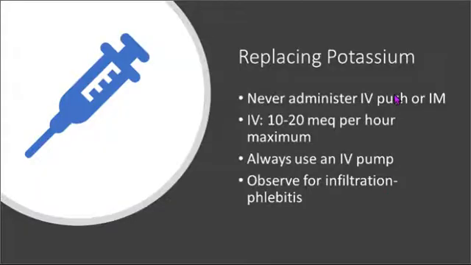When you're replacing potassium, never administer IV push or IM. Never, ever, ever. 10 to 20 milliequivalents per hour maximum. That's something NCLEX likes, Kaplan likes. Never more than 20 milliequivalents of potassium per hour maximum. So if you've got 40 ordered, you're going to give it over 2 hours. Usually pharmacy will split it up. Some people can't even tolerate the 20 in their veins, and you might be given 10 milliequivalents per hour. Always use an IV pump. Always, always, always, because you can kill them. Observe for infiltration, especially phlebitis. It's contraindicated in renal failure, obviously because they cannot excrete their potassium, and do not replace potassium on somebody getting a potassium-sparing diuretic.